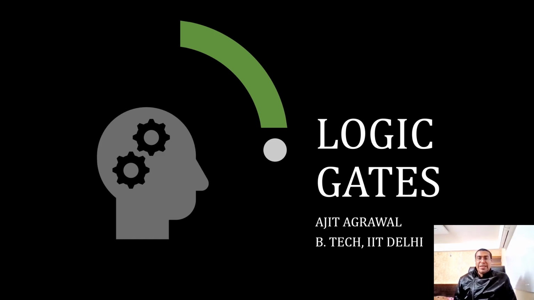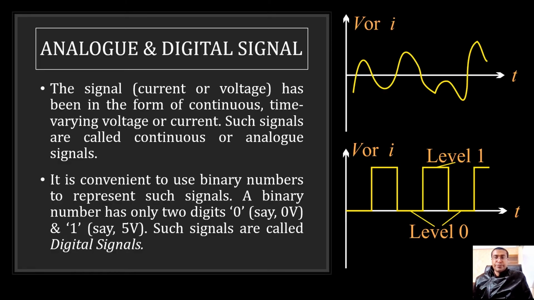Today we'll try to understand logic gates. For that we need a little bit of semiconductors. There are two kinds of signal, analog and digital. Here I have shown a voltage versus time graph, or you can say a current versus time graph.